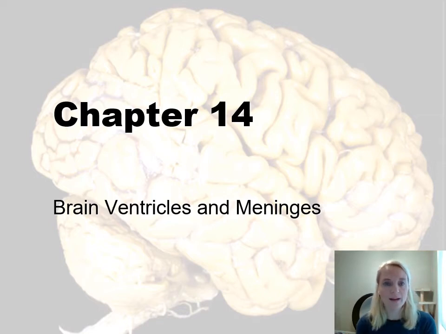Hello and welcome back. This mini lesson for chapter 14 is covering the ventricles that we saw developed in embryology at the end of the last video, and then taking a look at the meninges, as well as we'll mention the blood-brain barrier. So all of these are collectively the protective mechanisms that the brain has to protect all of that neural tissue that's super important.